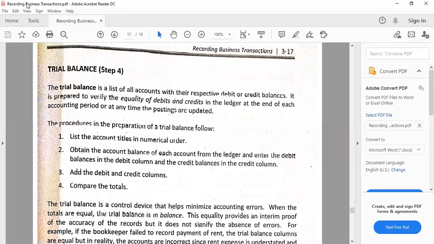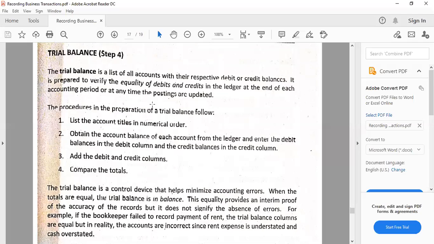Actually, the main purpose of trial balance is to be able to verify and check if the two sides are equal after the posting process, because it's possible that there were some issues or concerns or errors that are encountered during the posting process. So we have again to verify or authenticate or double check if ever the posting process has been done properly.